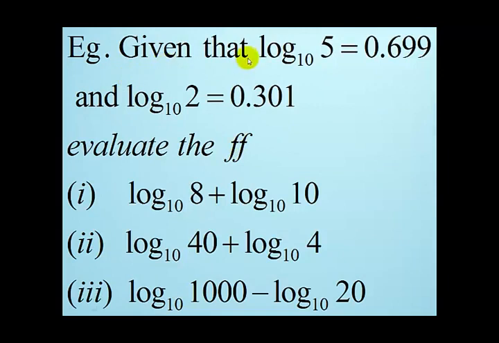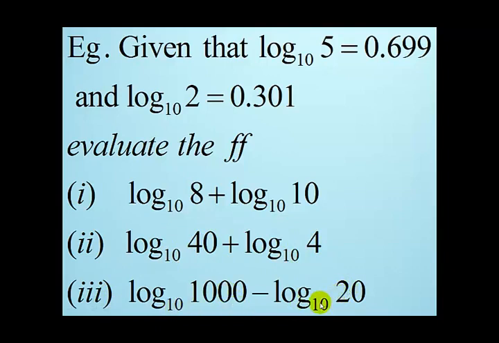Now, given that log 5 to the base 10 equals 0.699 and log 2 to the base 10 equals 0.301, evaluate the following: log 8 to the base 10 plus log 10 to the base 10. Log 40 to the base 10 plus log 4 to the base 10. Log 1000 to the base 10 minus log 20 to the base 10.